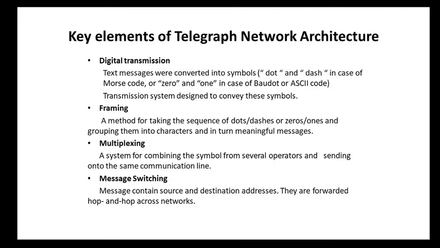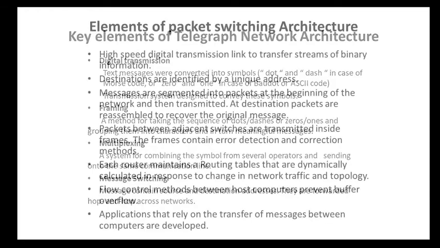So whatever the text is that is encoded, that will be grouped into characters and in turn meaningful messages. So the next key element is multiplexing, a system for combining symbols from several operators and sending them onto the same communication line. Next one, message switching. Message contains source and destination addresses. They are forwarded hop by hop across the network. These are the key elements of telegraph network architecture.